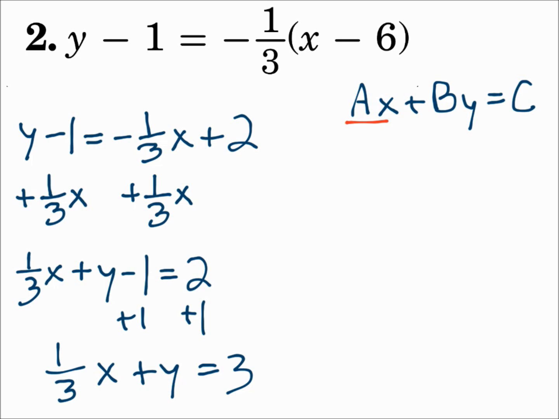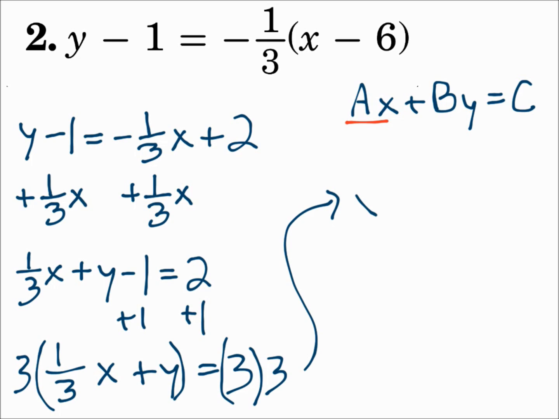To get rid of the fractions, multiply both sides by the lowest common denominator. The only denominator I have is 1/3, which is 3. So multiply both sides by 3. 3 times 1/3 x is just x, because 3 times 1/3 is 1, and 1x is x. 3 times y is 3y. And on the right, 3 times 3 is 9.